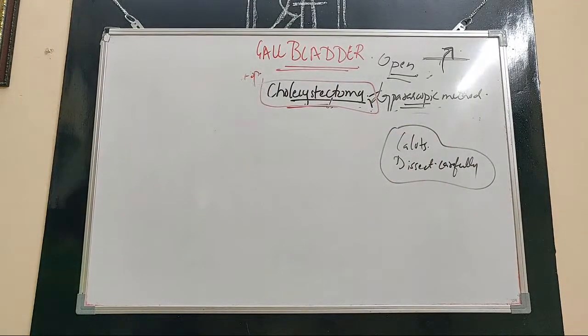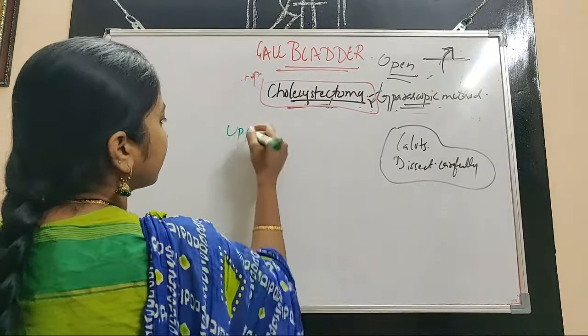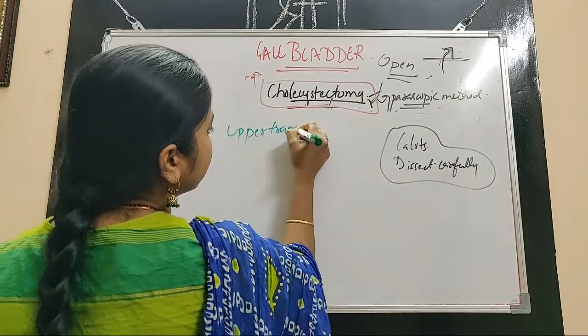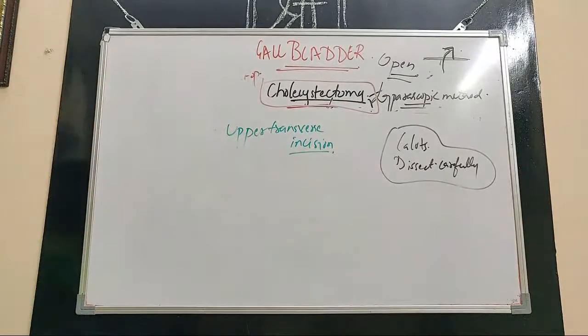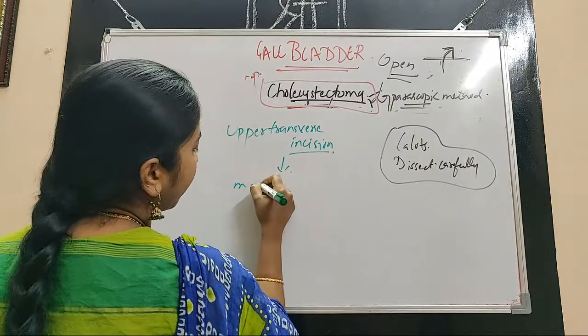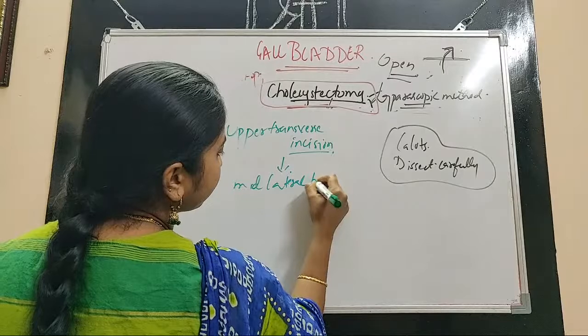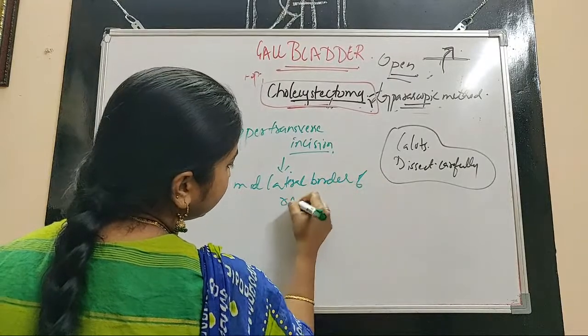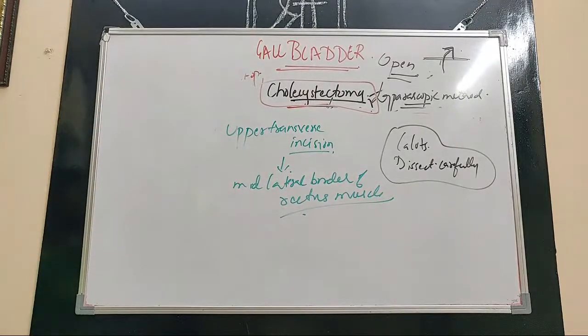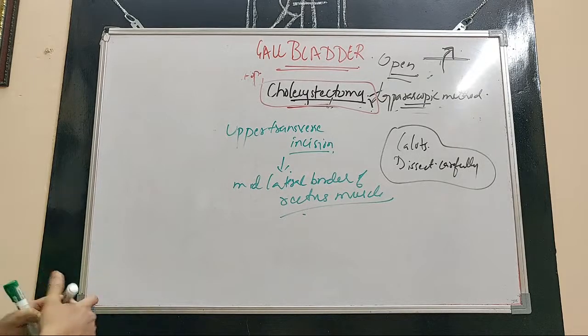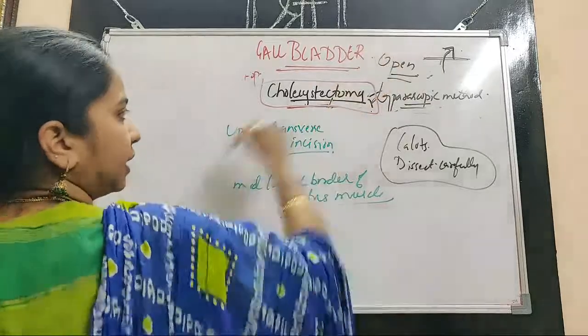In the open technique, where is the incision made? An upper transverse incision is made, and it is made at the lateral border of the rectus muscle. So this is the anatomical location where the incision has to be made for an open technique.